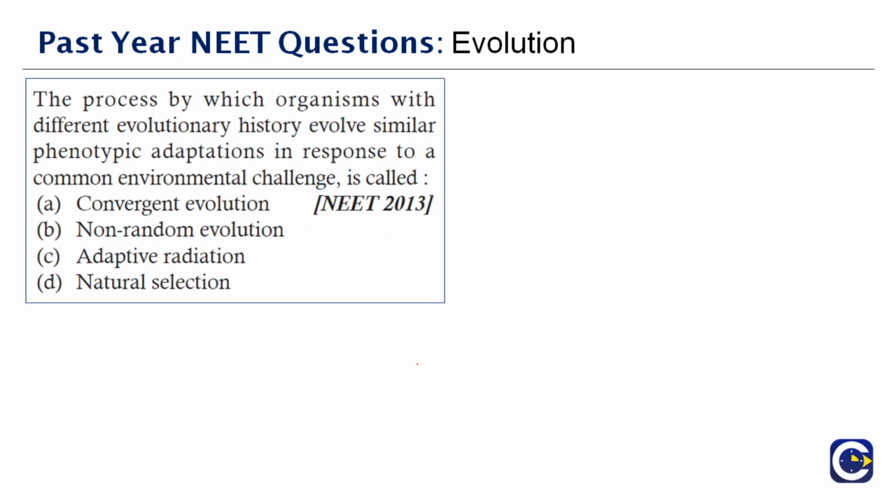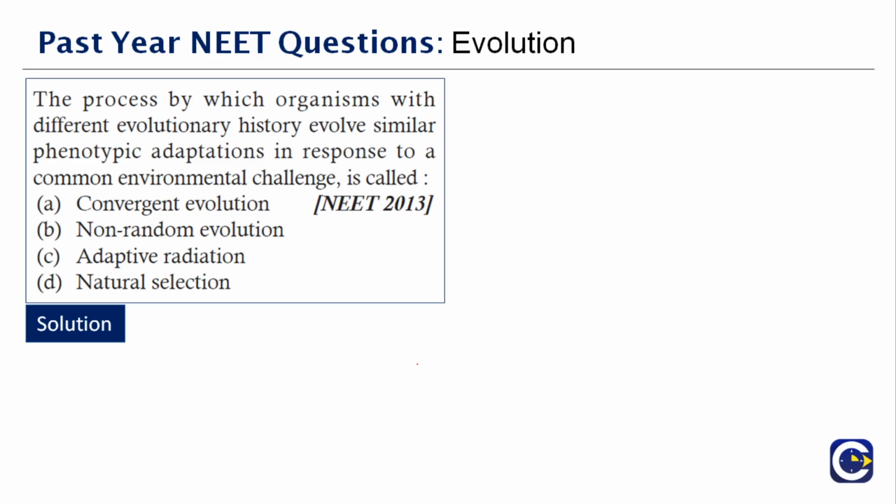Next question here. The process by which organisms with different evolutionary history evolve similar phenotypic adaptation in response to a common environmental challenge is called dash. This question was asked in the year 2013. So what do you think will be the answer here?